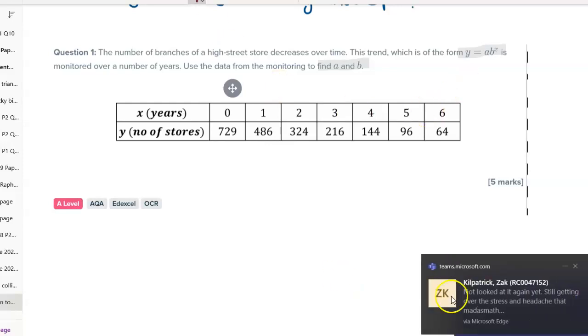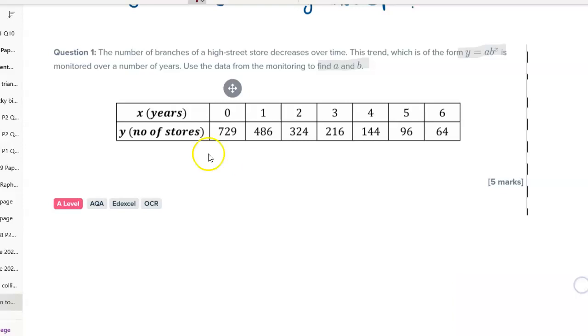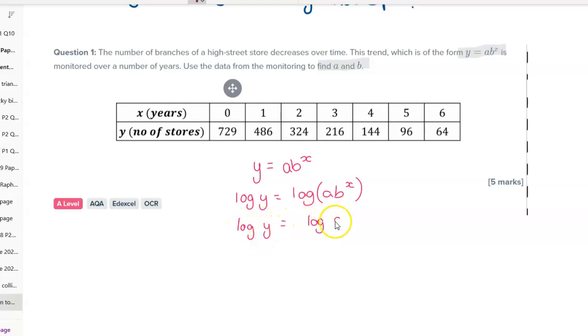So the first thing you're going to do is take logs of both sides. So you're given the equation y equals ab to the power x. Okay, so we're going to find log of y is equal to the log of ab to the power x. I'm going to split that up just like I did before into the log of a plus the log of b to the power x. And this is very similar to the one that we've just done. We're not going to need to take the log of x because we're just going back here like so.